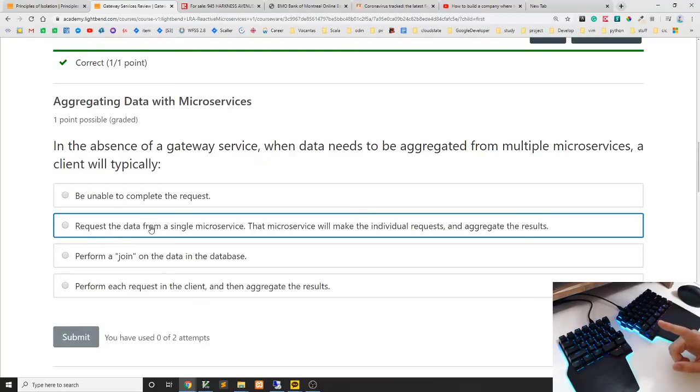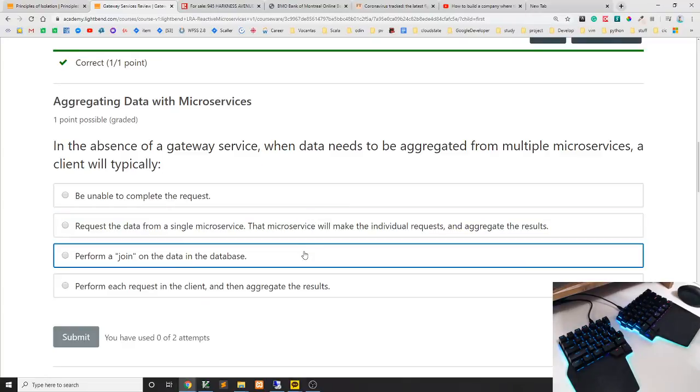Request the data from a single microservice. That microservice will make the individual requests and aggregate the result. A microservice doesn't do anything about the other data or the other components. It only answers by itself, on its own.